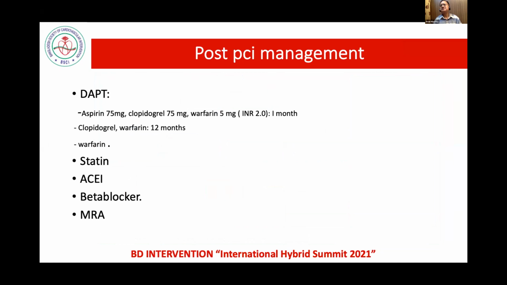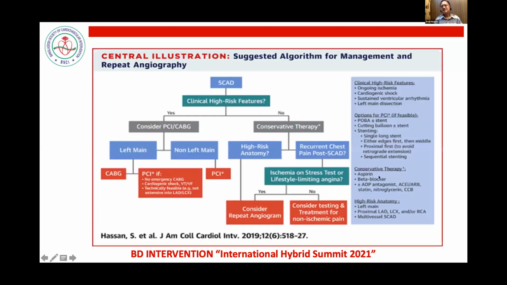So what about the post-PCI management? In SCAD, there may be some benefit of aspirin and some role of beta blockers. But because these are non-atherosclerotic lesions, the role of antiplatelet agents, ACE inhibitors, ARBs, statins, nitroglycerin, and calcium channel blockers is not proven.